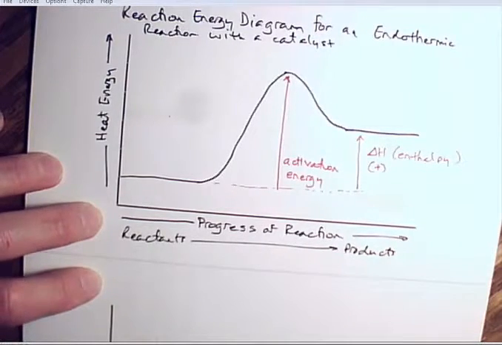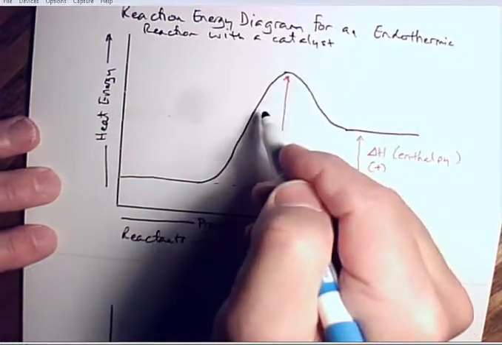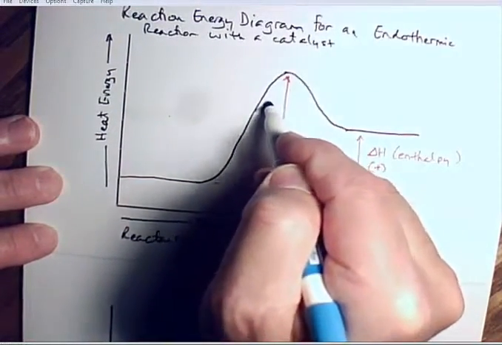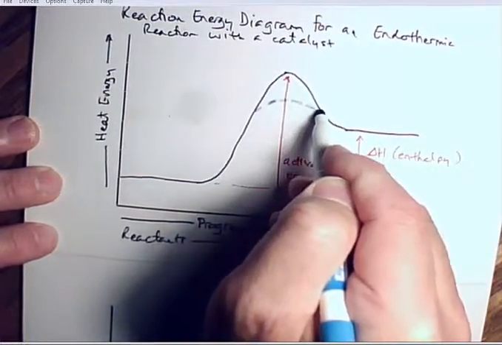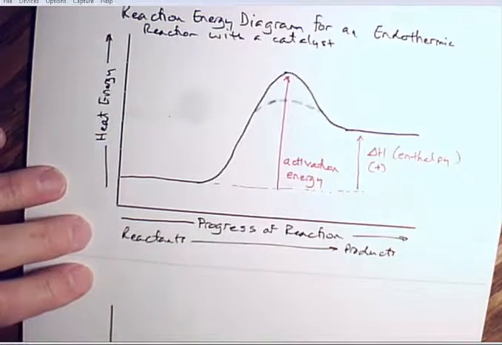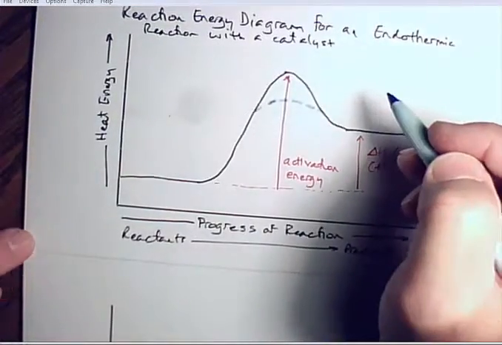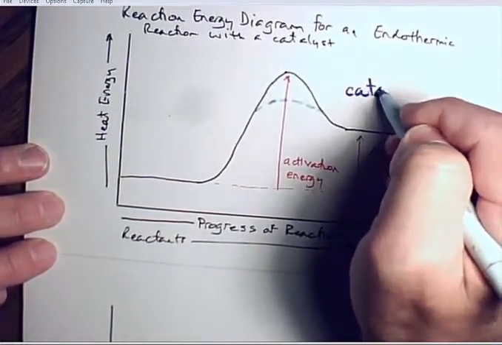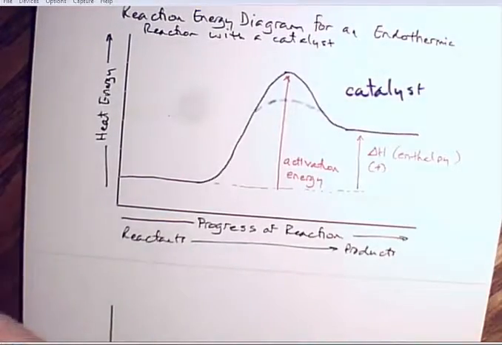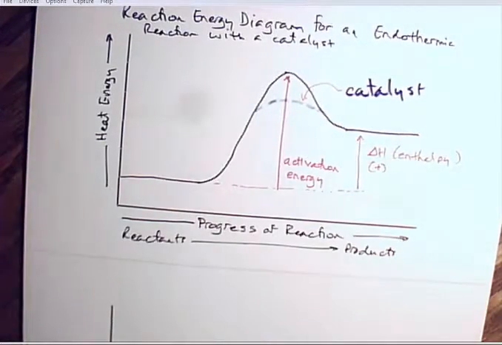Now, drum roll. Here is the catalyst pathway. All we're doing is shaving off the top of the activation energy hill. So this is the catalyst here. Now that's what you need for full credit.